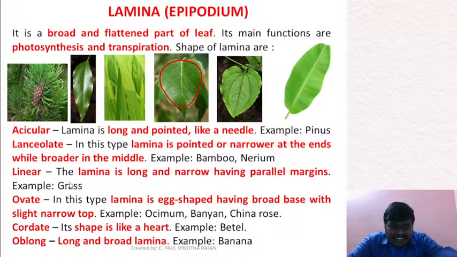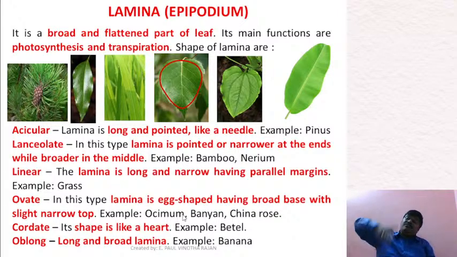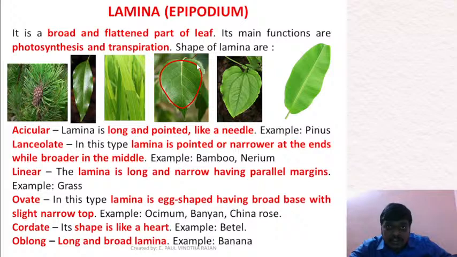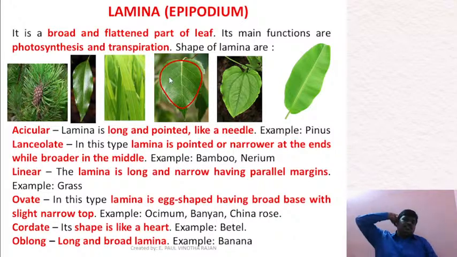Linear, grass. The leaf is long and narrow, having parallel margins. The veins will also be parallel. That's called linear. And next is ovate. Ovate leaves are egg-shaped. They have a broad base and a narrow top. That's called ovate type.